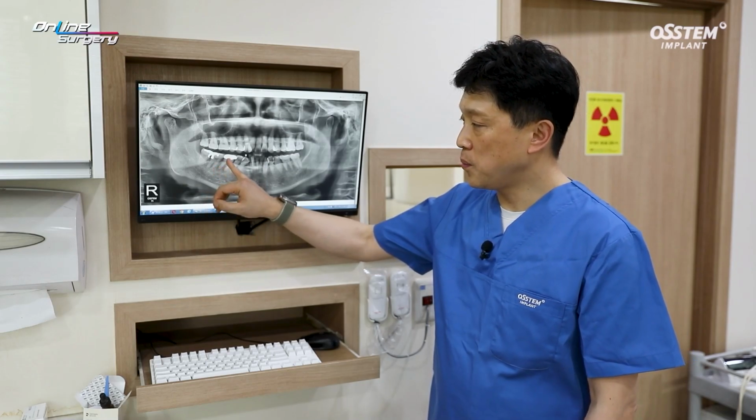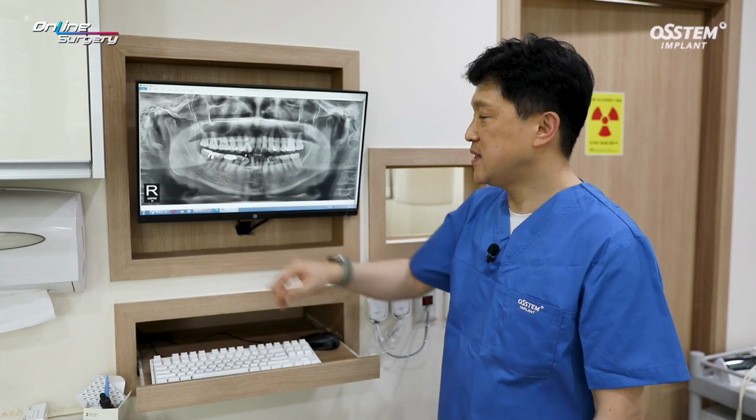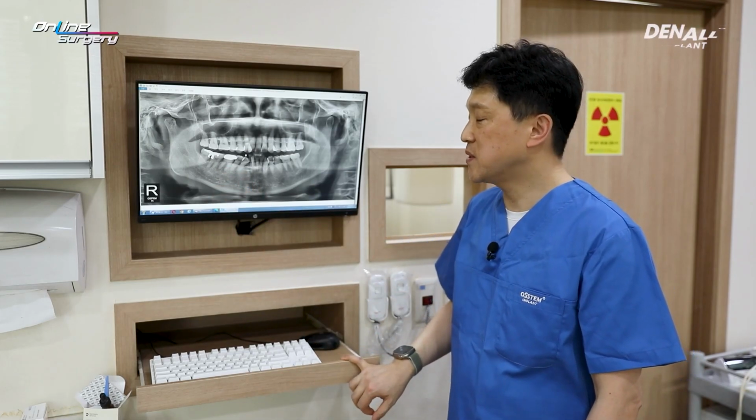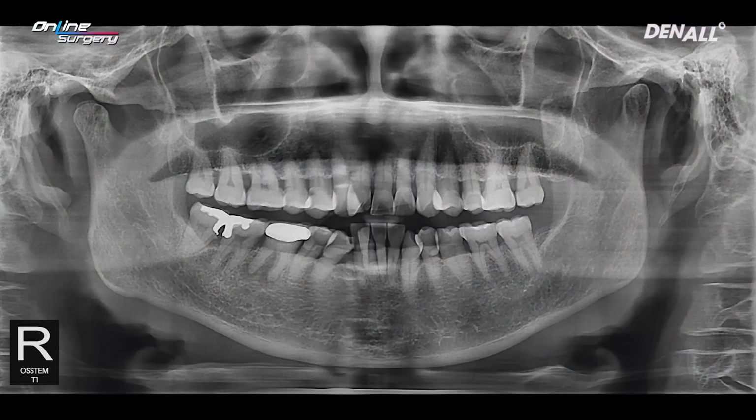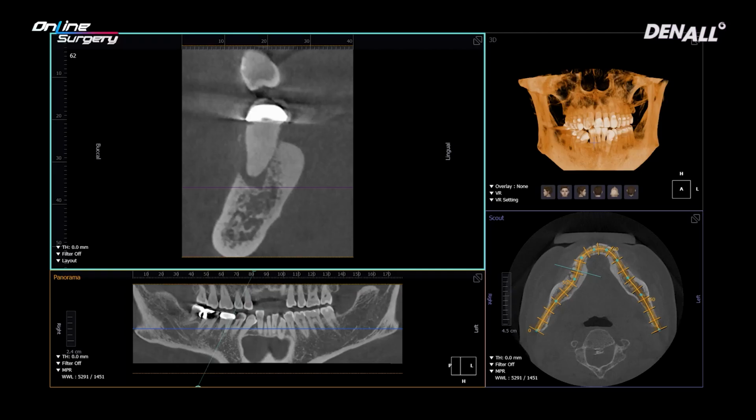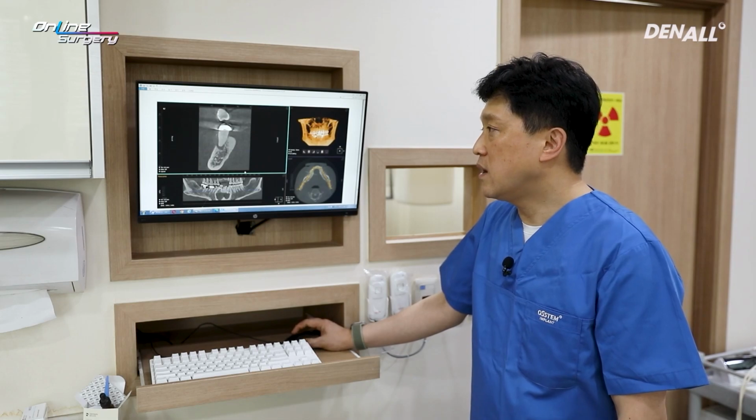This is the surgical clip of the day. As you can see in number 46, there is periapical lesion and furcation involvement. This tooth required extraction. If you look at the panoramic image, there's periapical lesion in the distal root and it has been extended to furcation. If you look at CT, you can see bone loss around mesial and distal root.